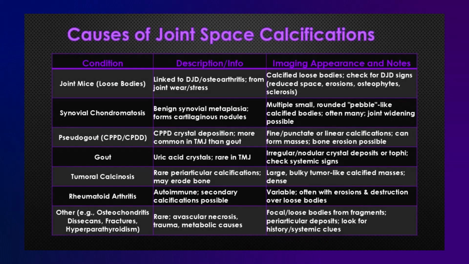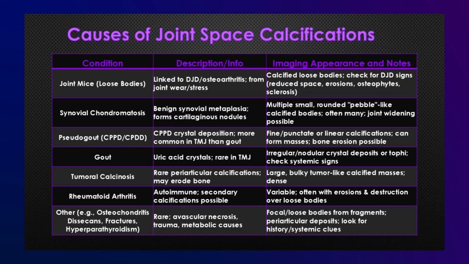All right, I wanted to close out this video with this table that summarizes the different causes of joint space calcifications, particularly within the TMJ. We covered those first four in detail earlier. Joint mice are just loose bodies tied to degenerative joint disease, so always look for signs of classic degenerative joint disease. Synovial chondromatosis, remember those pebble-like calcified nodules? That should be a giveaway for that disease.